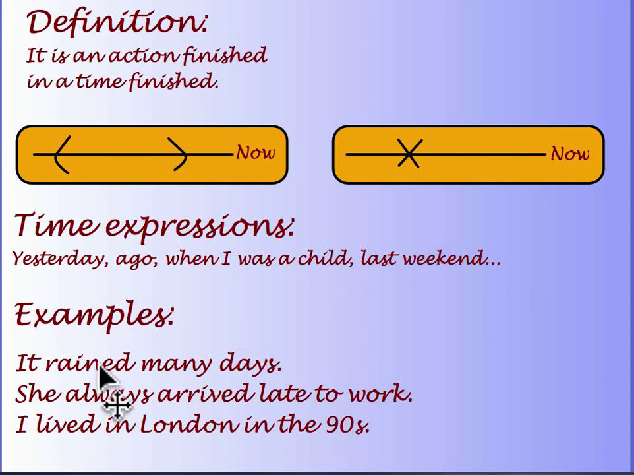Okay. For example, it rained many days, but not now. She always arrived late to work. That was something always true in the past. So everything that was true for simple present, now it's true obviously in the past. Like she always arrives late to work. But if that was a habit in the past, she always arrived late to work. Or I lived in London in the 90s. In the 90s. We are not in the 90s anymore.